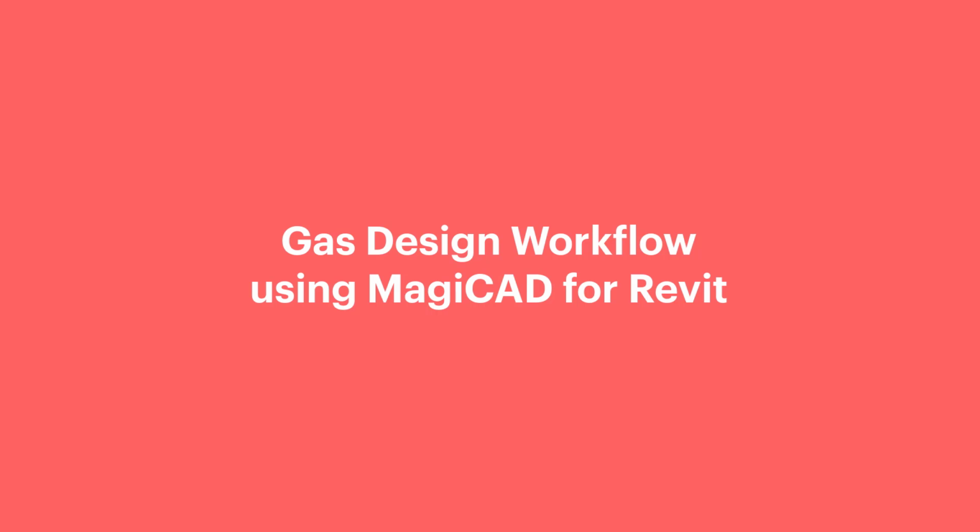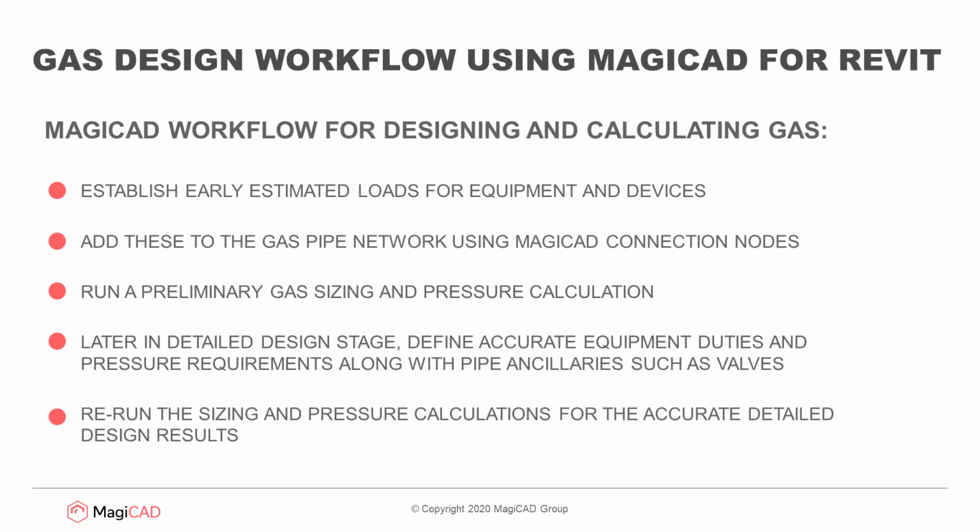We're just going to go over the main points of the gas design workflow using MagiCAD for Revit. So the workflow is, broadly speaking, designed and calculated like this. You can establish early estimated loads for equipment and devices, but instead of modelling all those, you can actually add these to the gas network, the gas pipes, using MagiCAD connection nodes, and you can just add your estimated loads on for the branches of the pipes rather than having to model all the individual pieces of equipment at early stage. Then you can run prelim gas sizing and pressure calculations.